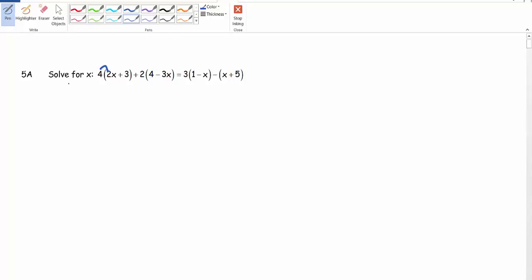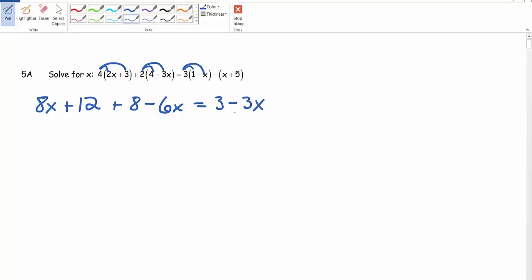4 times 2x gives us 8x. 4 times positive 3 gives us 12. Doing the same thing over here, we have 2 times 4, we end up with 8. And then 2 times our negative 3x gives us negative 6x. On the right side of our equation, we end up with distributing 3 times 1, giving us 3. 3 times negative x gives us negative 3x.